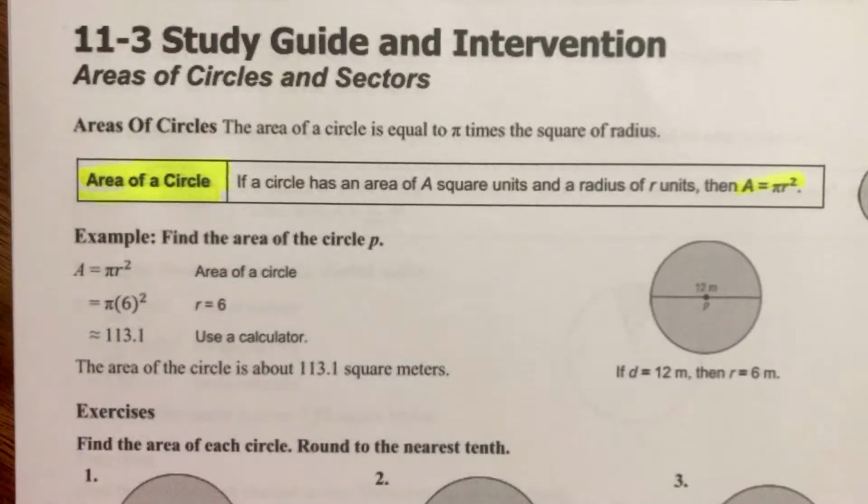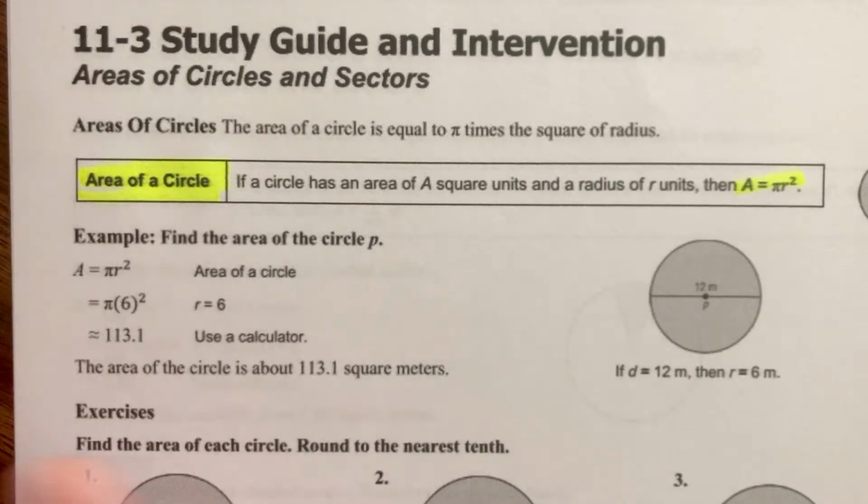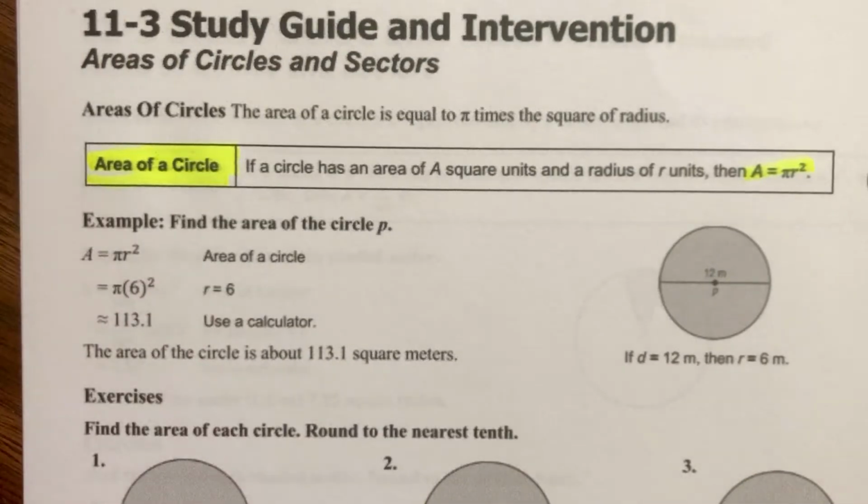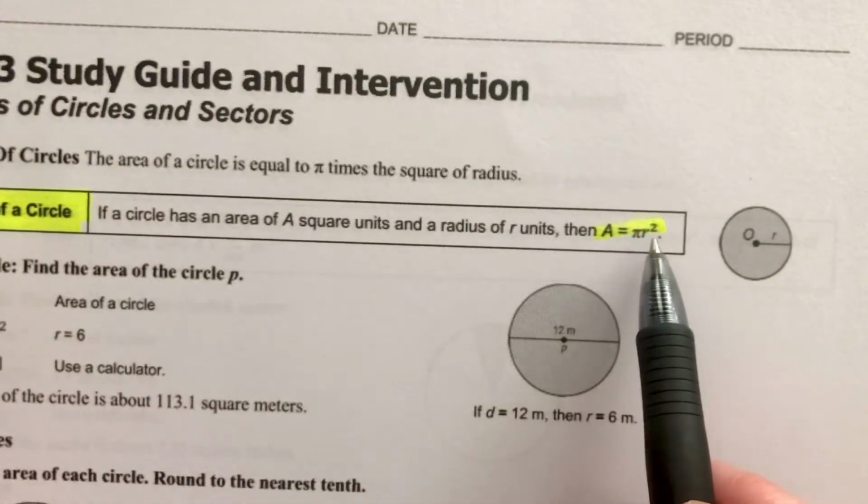All right, in this video, we're going to be reviewing areas of circles and then pieces of circles. So this is lesson 11-3, and it is a bit of a review, especially for this first video, because you have already learned how to find the area of a circle. We've talked about it a lot, actually. So area of a circle is pi times the radius squared.